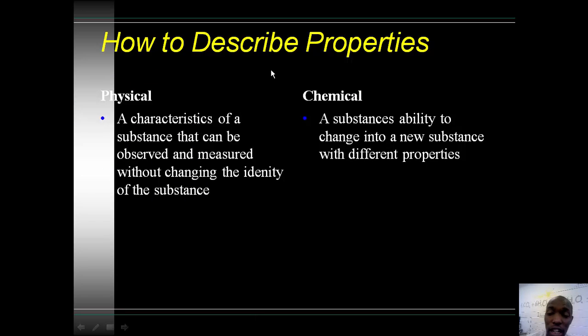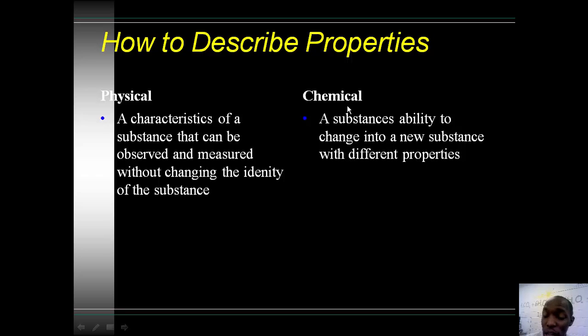Alright, so what are the different ways we describe matter? Matter can be described in one of two ways: by its physical properties or by its chemical properties. A physical property is a characteristic of a substance that can be observed and measured without changing the identity of the substance. Key word here, without changing the identity. No matter what, if you cut something, it's still going to be a piece of paper.